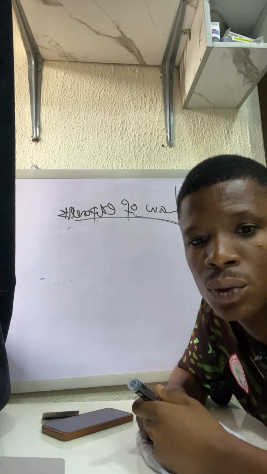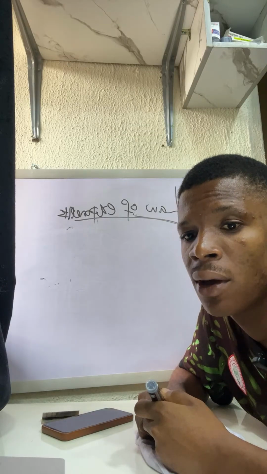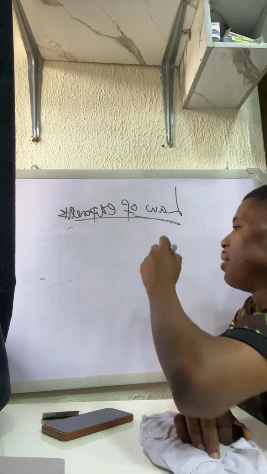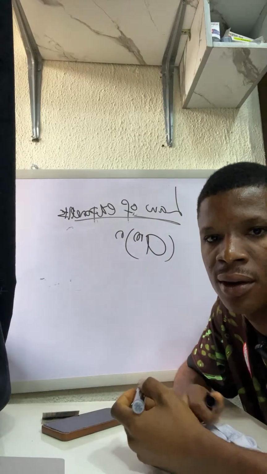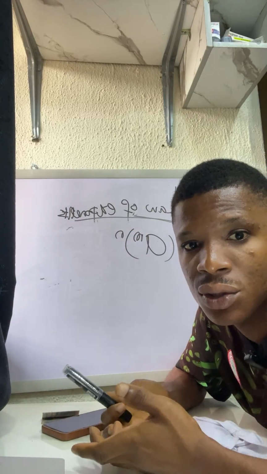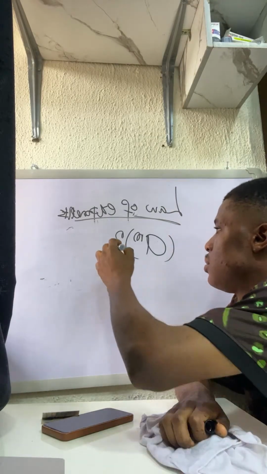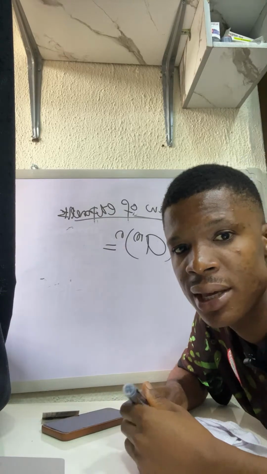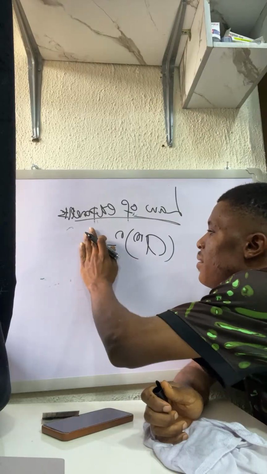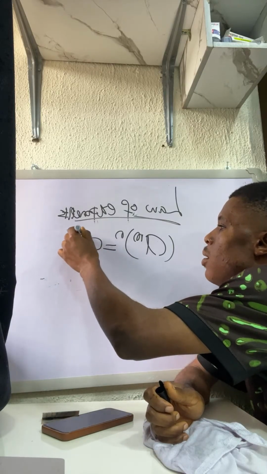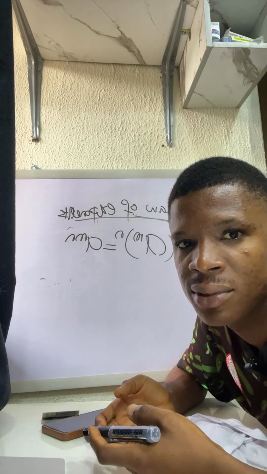Then we look at the next rule in exponent. The next rule is very, very simple. Let's say we have a to the power of m, then all raised to power n. For us to solve this, all you have to do is notice that they have a common base. The base is a, so you keep A, and you just have to multiply the powers. If you multiply the powers, that becomes the answer.